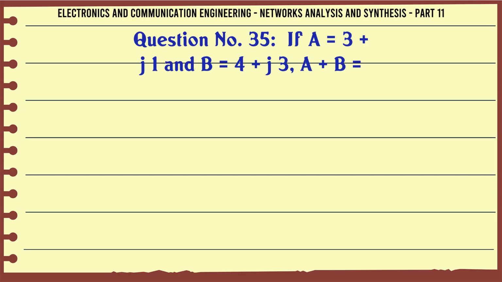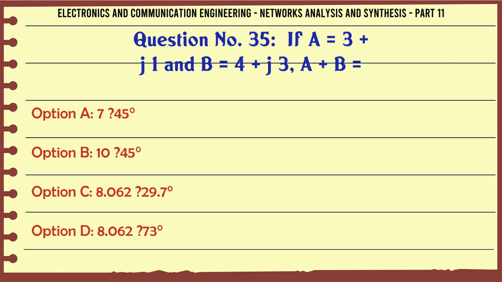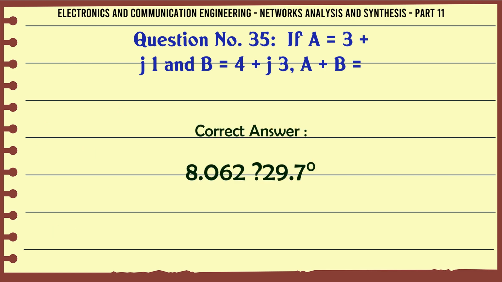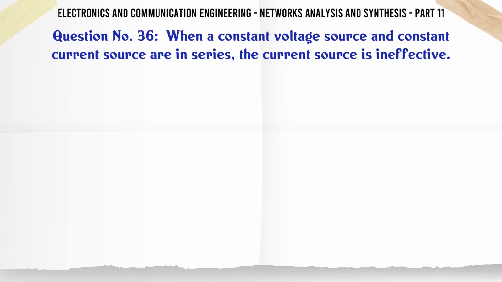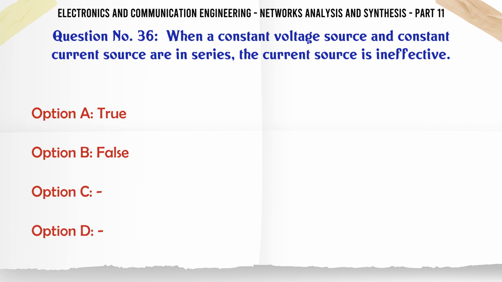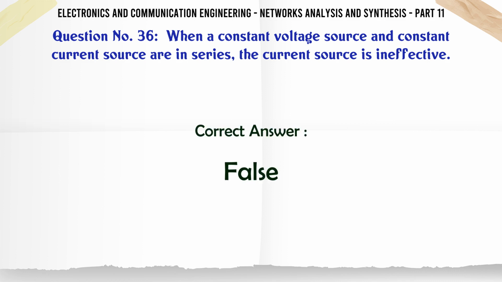If A = 3+j1 and B = 4+j3, then AB is: A) 7∠45, B) 10∠45, C) 8.06∠29.7, D) 8.06∠73. The correct answer is 8.06∠29.7. When a constant voltage source and constant current source are in series, the current source is ineffective. A) true, B) false. The correct answer is false.